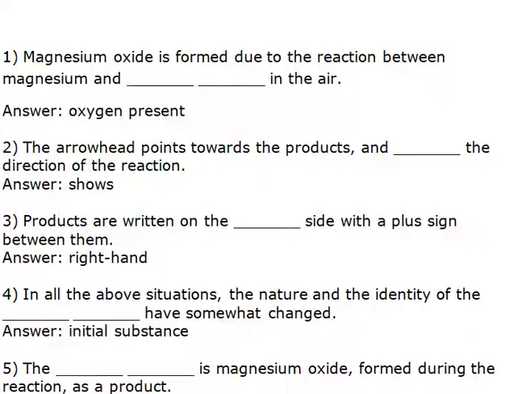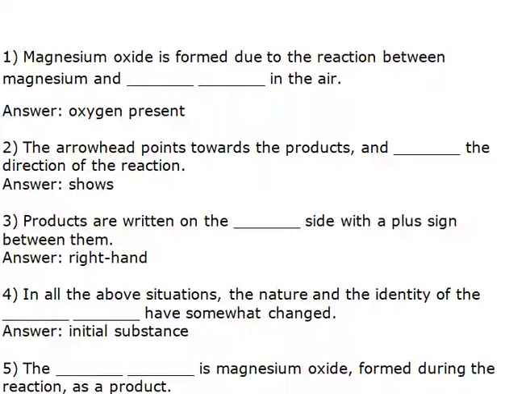Question number 2. Answer for question number 2. The arrowhead points towards the products and shows the direction of the reaction. Answer for question number 3. Products are written on the right hand side with a plus sign between them.